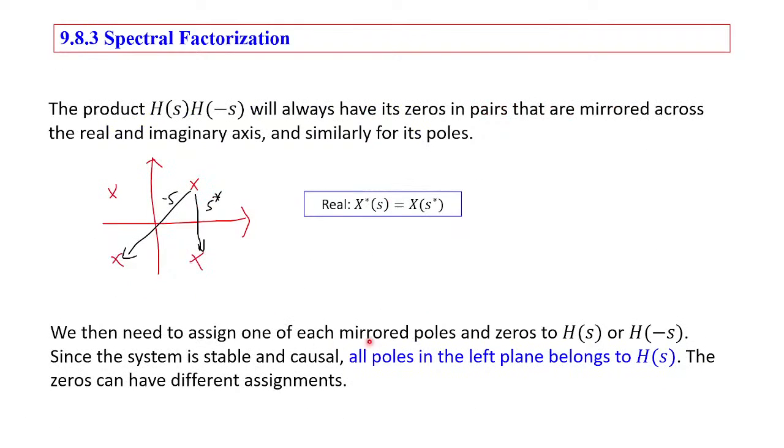And you want the system to be causal and stable, so you pick all the left poles to belong to this H of s. And the symmetric poles on the right-hand side will correspond to this H of minus s. And for the zero pairs, you can just choose what you like if there is no extra constraint given.